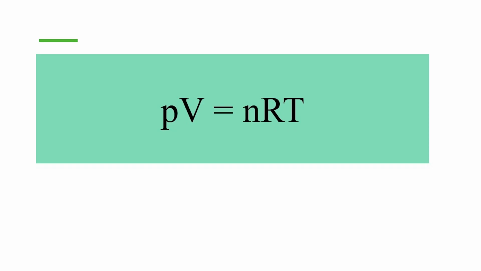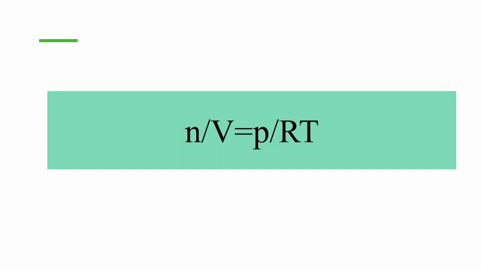Dear students, now we shall derive the relationship between density of a gas and its molar mass. For this, you have to write the ideal gas equation once again. What is that equation? Yes, PV is equal to nRT. Now we can rewrite this equation like this: n by V is equal to P by RT.